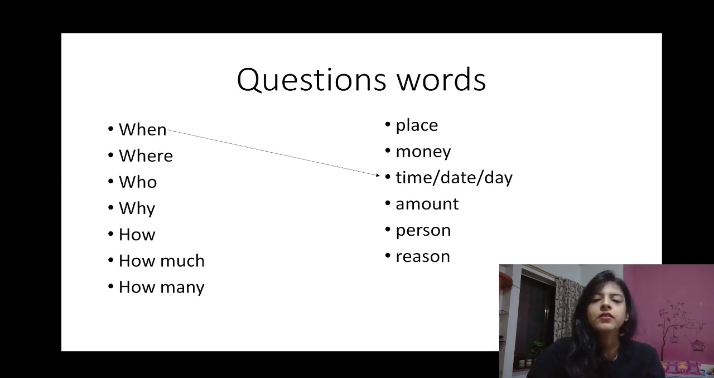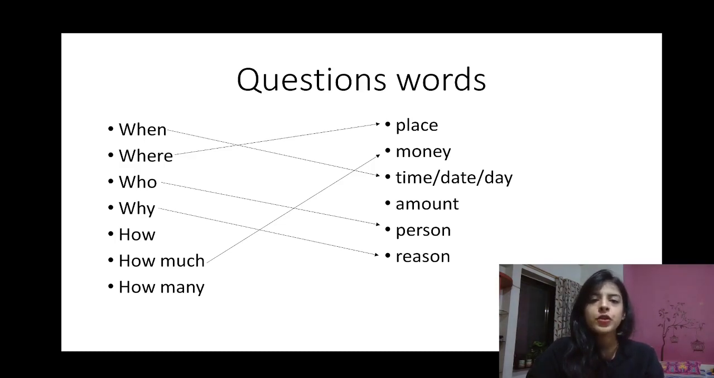When will be used for time, date and day. Where will be used for place. Who will be used for person or people. Why will be used to know the reason. How much will be used for money. If you want to know how much money you should give to someone or how much money you have, you will ask how much.